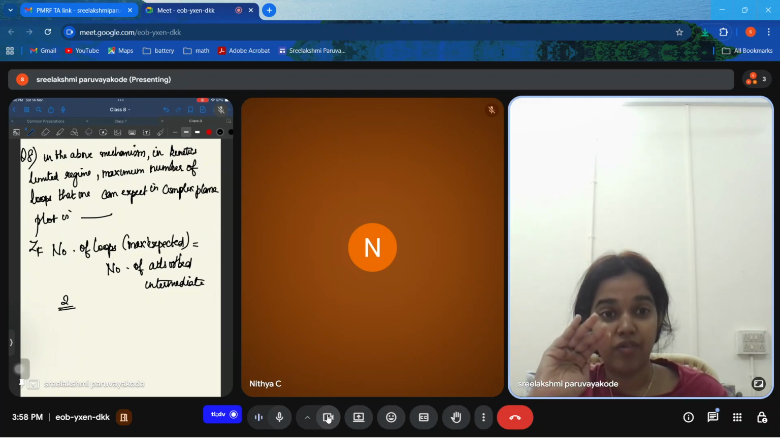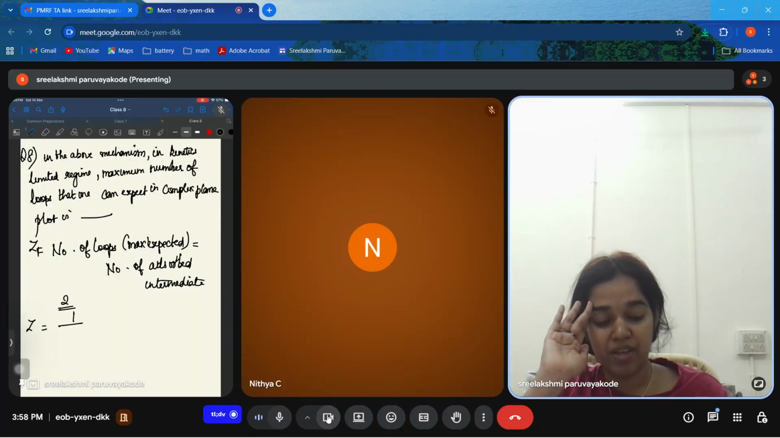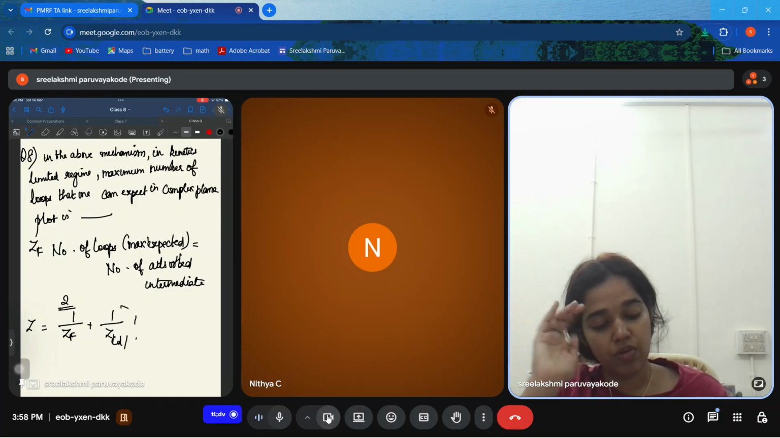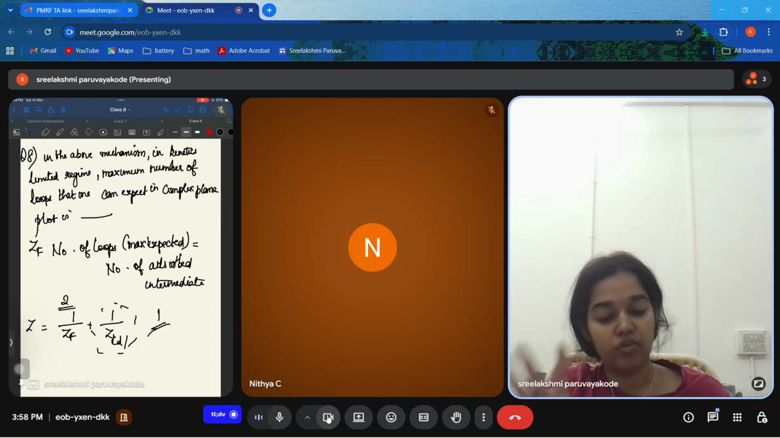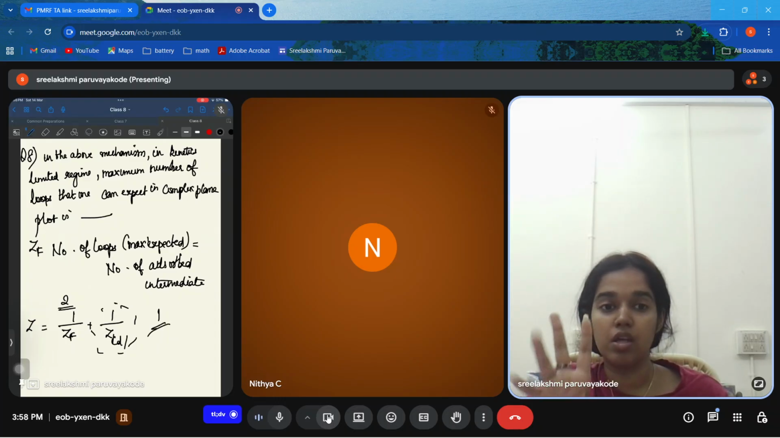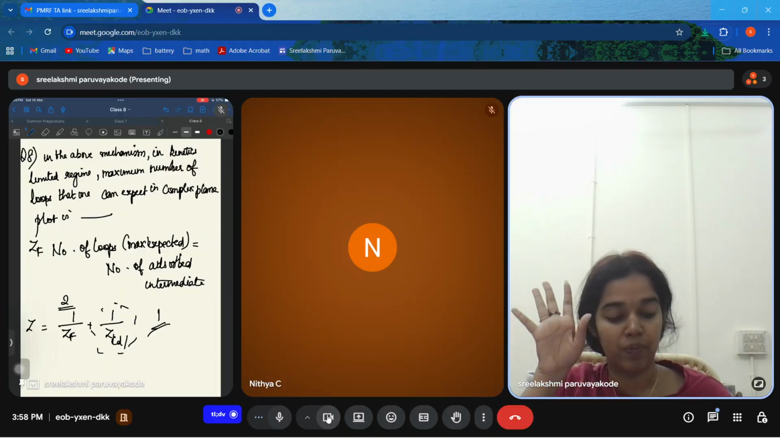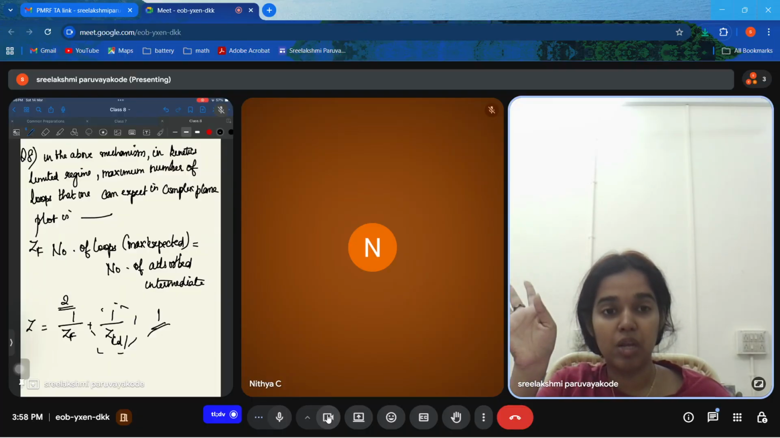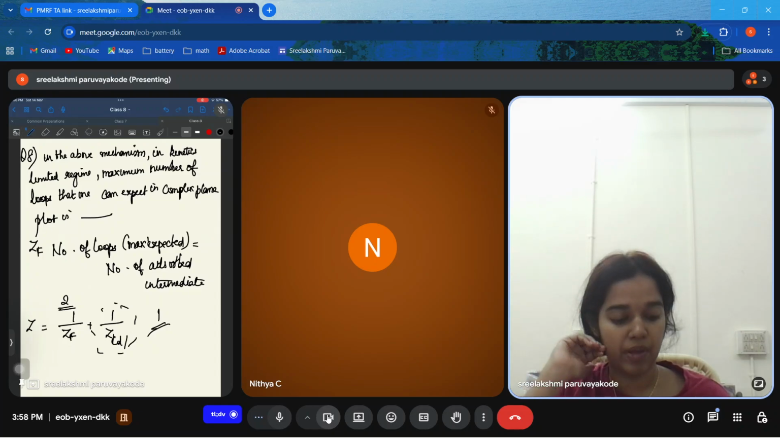But you also have the total impedance. How do you calculate it? You'll do 1 by ZF plus 1 by the impedance due to double layer capacitance. So this one will also add one loop. So for any Faradaic reaction, you have only as many loops as the number of intermediates. That's the maximum you can expect. But when you are talking about the total impedance, you have an additional loop because of the double layer capacitance.